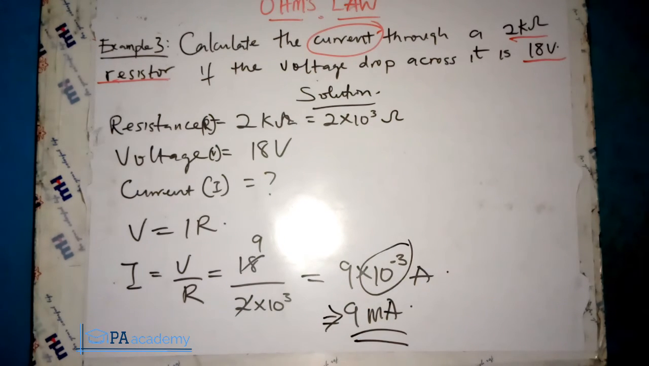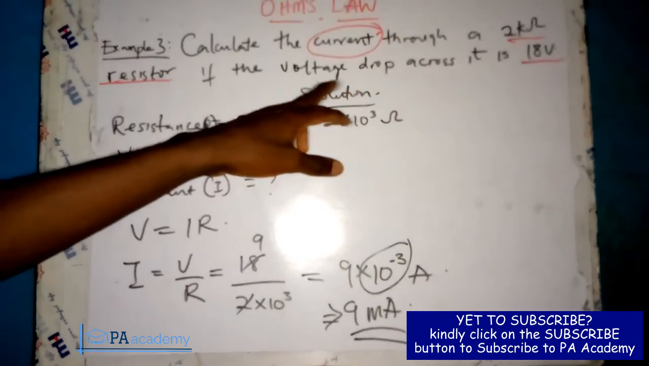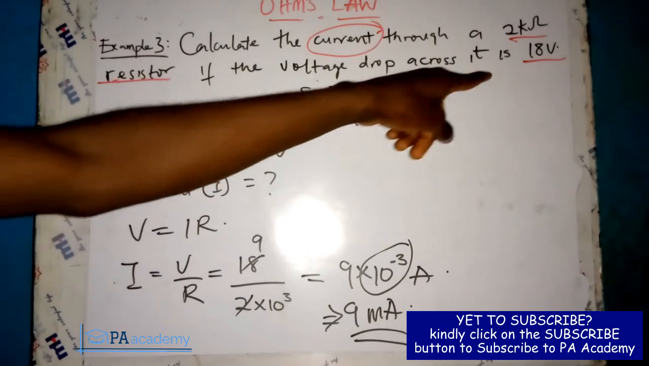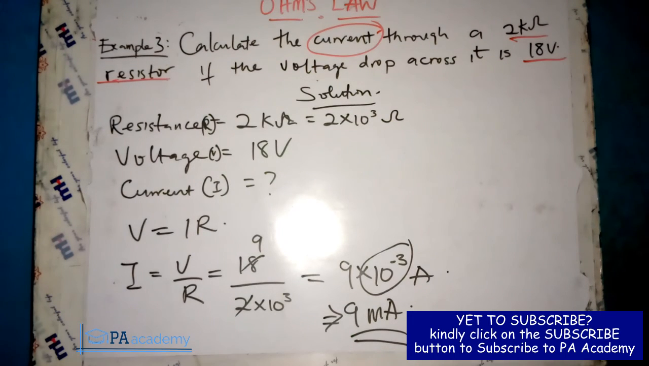That means the current passing through a 2 kilo ohm resistor, when the voltage drop across it is 18 volts, is 9 milliamperes. So that's it for example 3. We are going to be looking at one more example in the next part of this video.